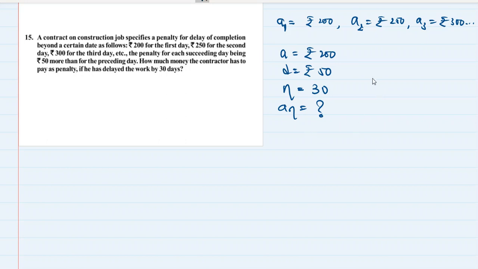You know the formula for nth term now? Nth term is equal to a plus, sorry, a plus n minus 1 into d. That's the formula for nth term. Okay, you know a, you know n, you know d. Please pause the video and find the value of the nth term. That is the total penalty after 30 days of delay.